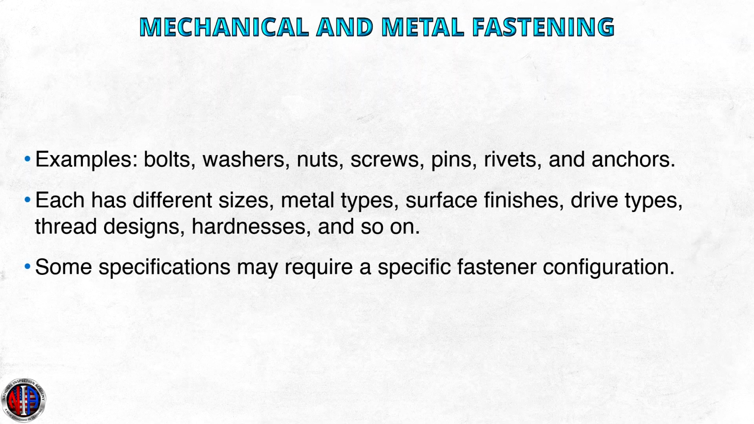Mechanical and metal fastening. There are many different configurations of mechanical and metal fasteners available on the market to hold metal together. Bolts, washers, nuts, screws, pins, rivets, and anchors are just a few of the possibilities. Each has numerous different sizes, metal types, surface finishes, drive types, thread designs, hardness, and so on. Some industrial applications may make use of many different fastening options. However, a specification may require a specific fastener configuration to ensure optimal securement to minimize safety risks.